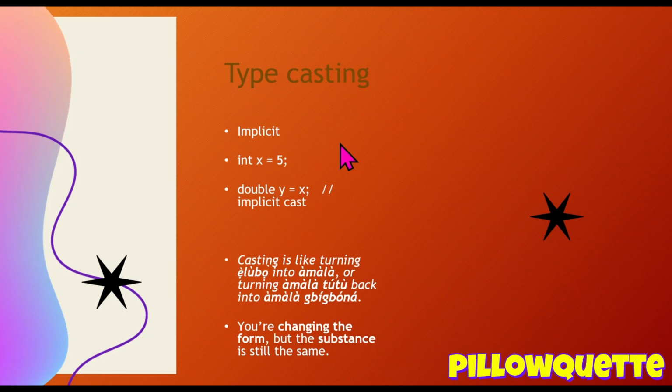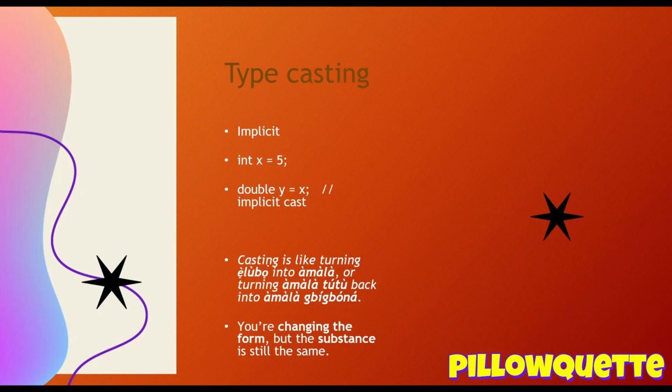Now we have what we call casting. Casting is like, I'm going to use a visual example, when you're trying to make elubo, which is a type of West African meal, into amala. You turn this elubo that is cold back into amala that is now hot. That's what we call casting. You're changing the form, but the substance is still the same.